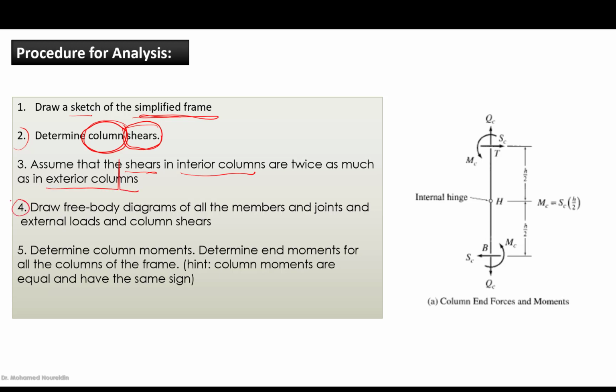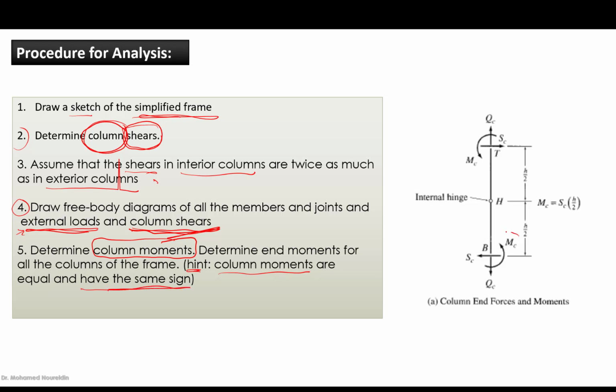Okay, and number four, draw free body diagram of all members and joints and external loads and column shears. Remember well these hints. Okay, so we're going to draw free body diagram, putting the external force and the column shears that you already obtained in the previous step. Then determine column moments. Okay, and remember that small hint here, and I'm going to recall this hint later. Column moments are equal and have the same sign at the end.